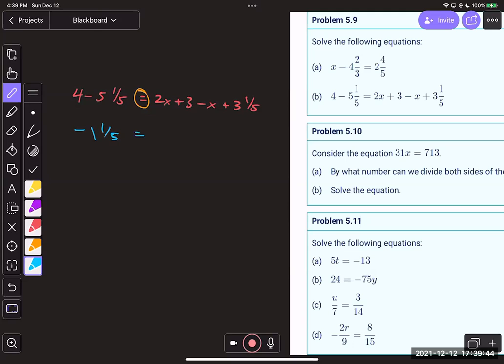Well, 2x is basically x plus x. So when you subtract x, it could just be, because part of it's also subtracting. So we could simplify it by doing x plus 3 plus 3 and 1/5. Yeah, so instead of that, we can do x plus 3 and 1/5, right?